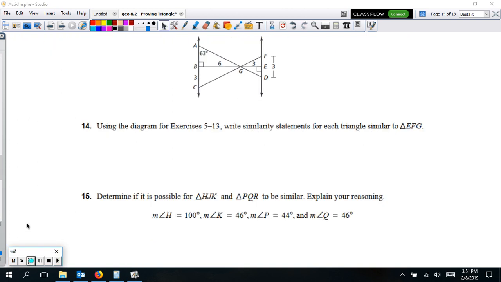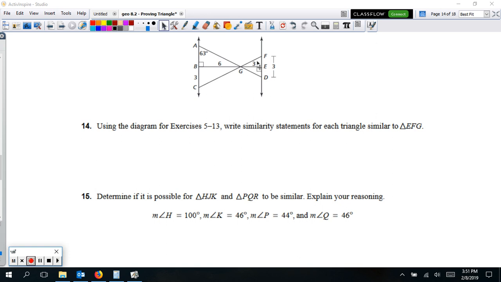Okay, well number 14 is actually referencing that diagram that we were just using from 5 to 13. And it says write similarity statements for each triangle similar to the triangle EFG, which is this one here, this top little triangle right there. So, what's similar to that? And we've already talked about that.